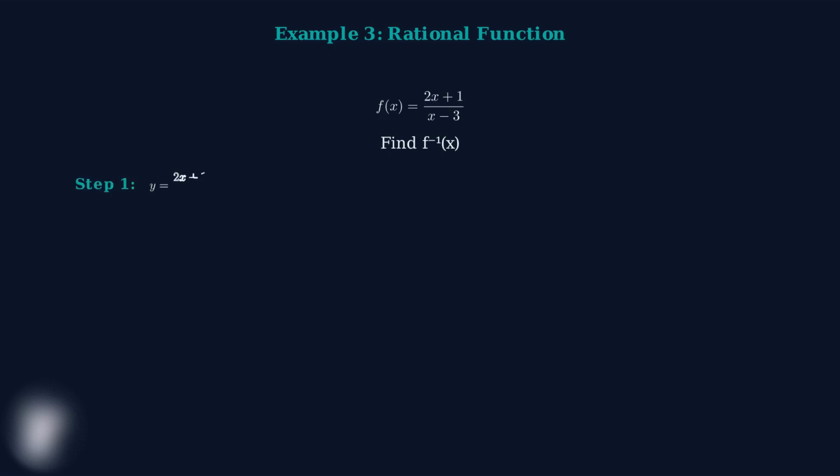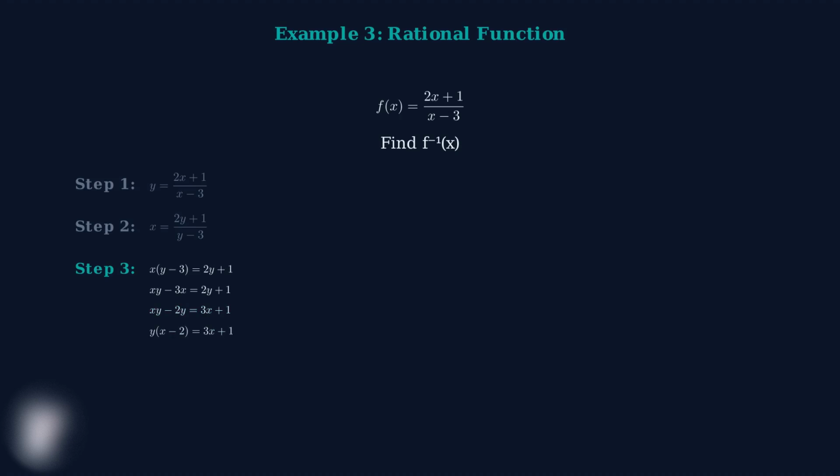Step 1, replace f of x with y. Step 2, swap x and y. Step 3, solve for y. This requires several algebraic steps. First, multiply both sides by y minus 3 to clear the fraction. Distribute x to get xy minus 3x equals 2y plus 1. Move all terms with y to the left side. xy minus 2y equals 3x plus 1.